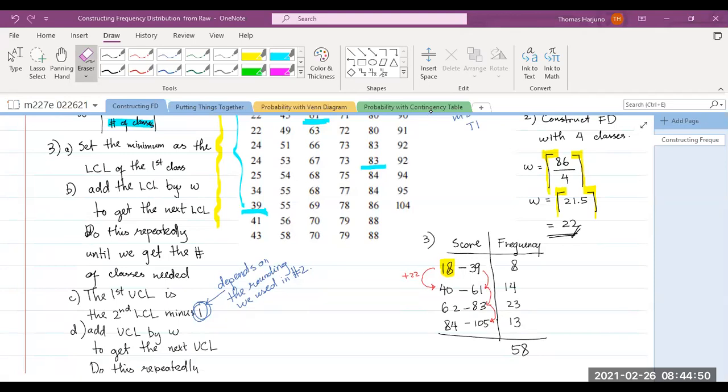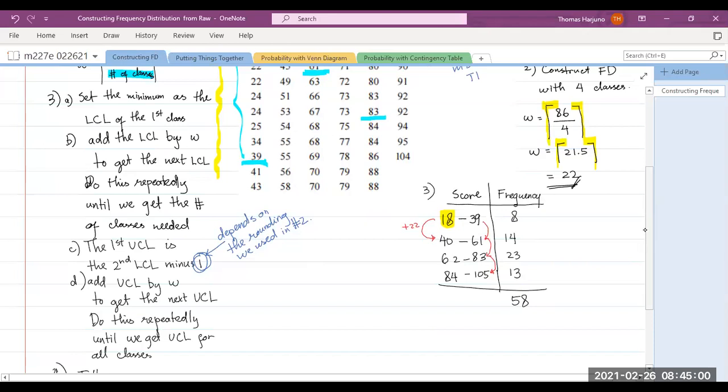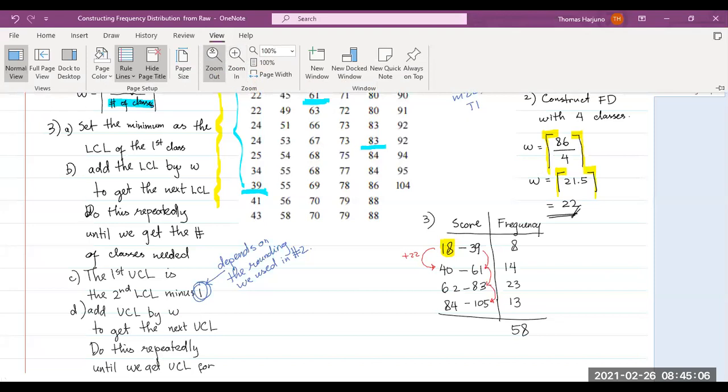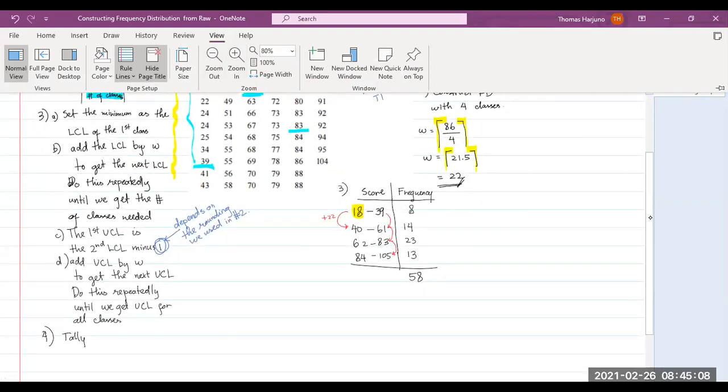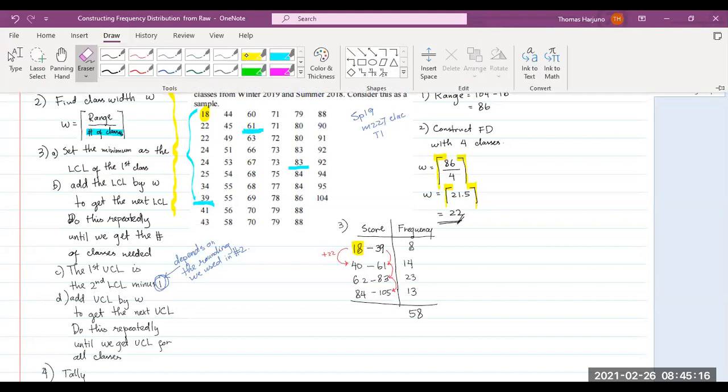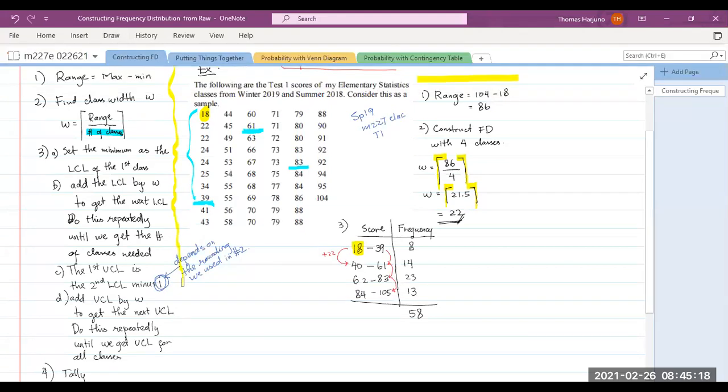Any questions so far? No question? Let me make this a bit smaller. So that's the procedure. The one on the left-hand side is the procedure. The one on the right-hand side, to the right of the yellow color, is the example. Do you think you can replicate this on your own?